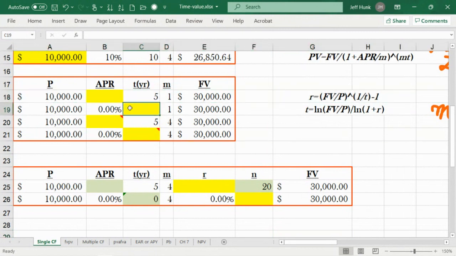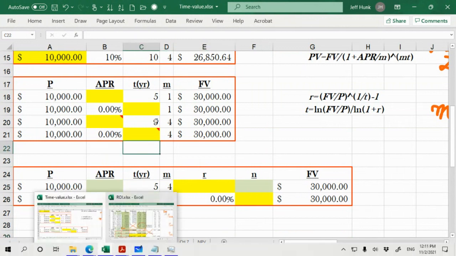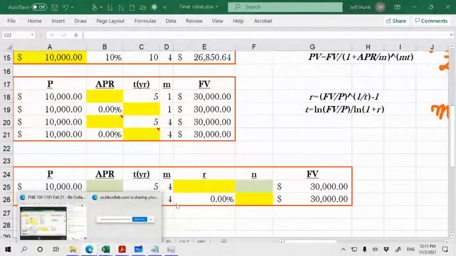A10, and delete all the highlighted cells, okay? Also, in the box below it, starting at row 24, delete all the highlighted cells, okay? You must delete all the highlighted cells. So, does everyone have this file in front of you? Yes. Okay, great.